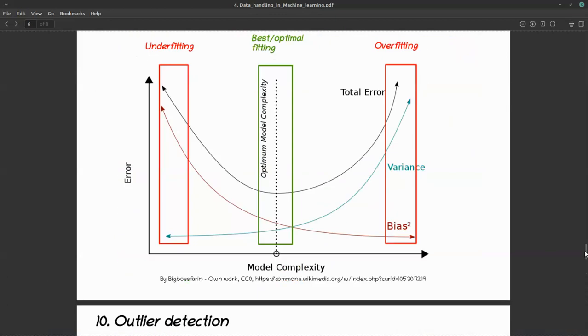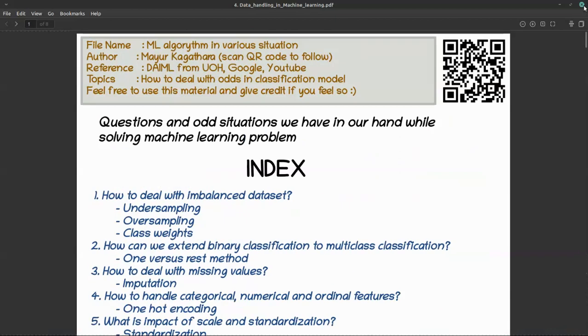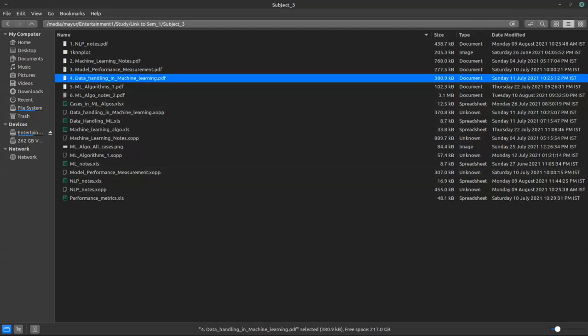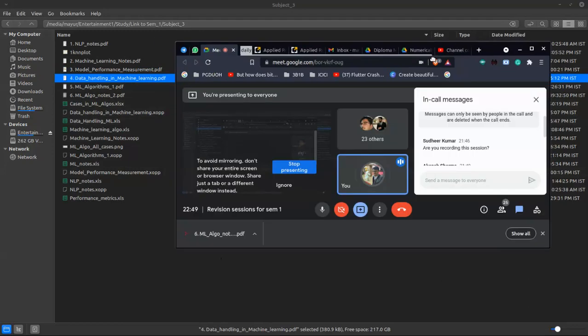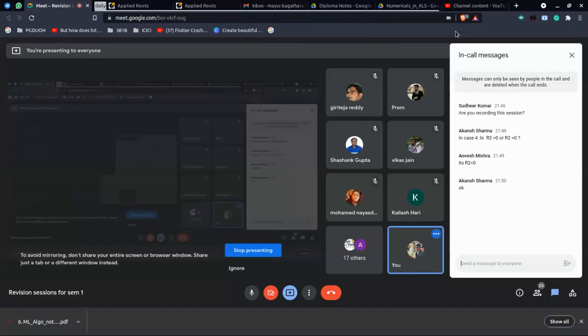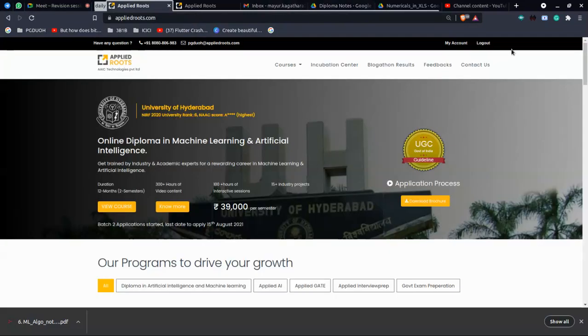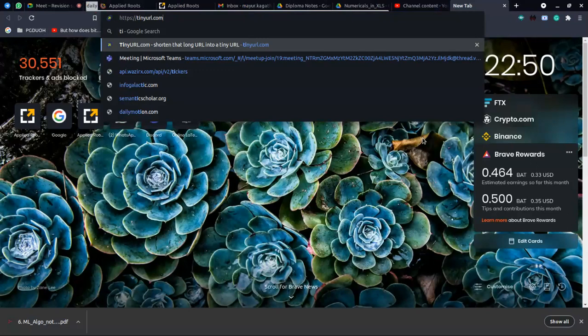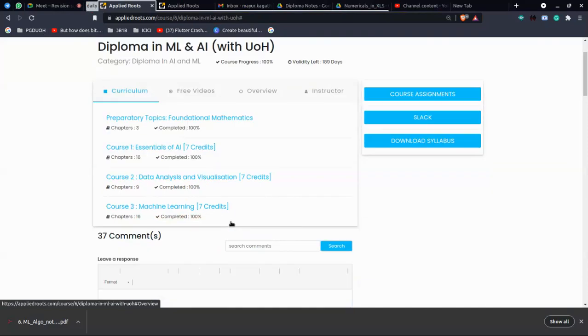Okay, so this, and one more chapter, data handling in ML. So by this time we have completed this. Let me open that. Okay, this will work. Index basically I'm talking about. So tiny URL. I want to put that revision planner on this device.